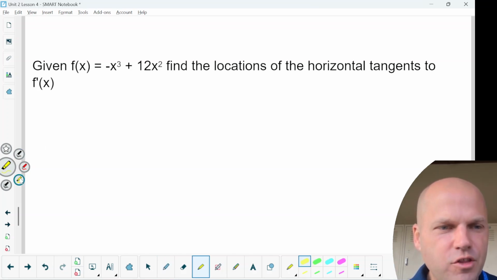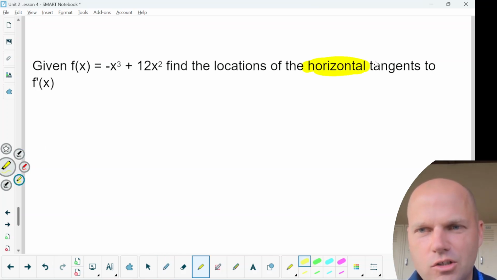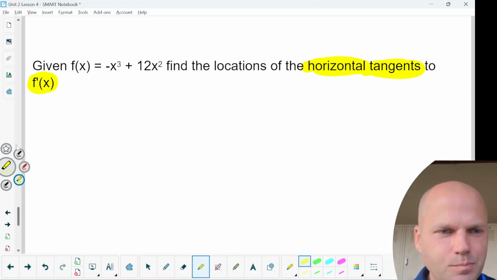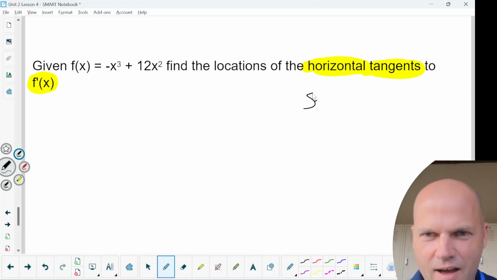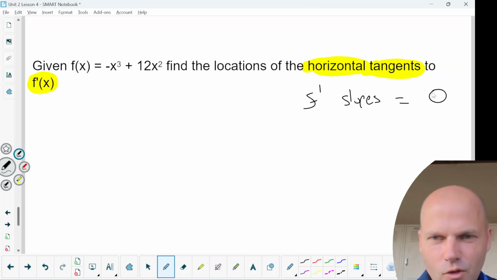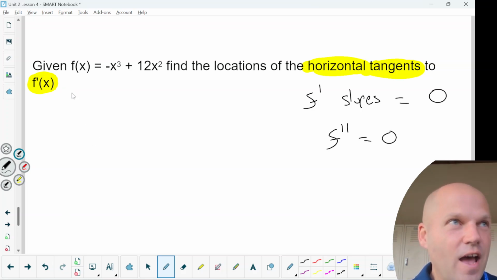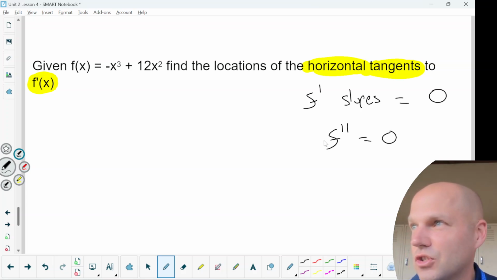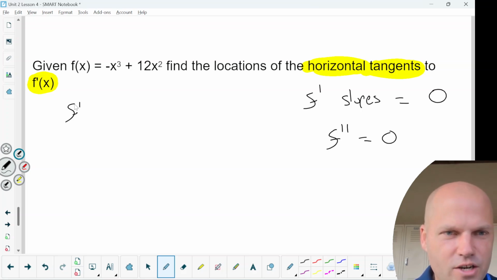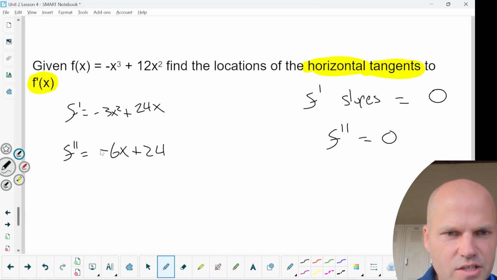All right. Read the question carefully. The horizontal tangents to f prime. So that's when f prime's slopes equal 0. Oh my gosh, this is tricky. This is when f's slopes equal 0. So to find the horizontal tangents of f prime, we need to look at when the slopes of the slopes equal 0. It's a tricky question that is worded weirdly, but is something you may be asked to do. You have to pay attention to details.